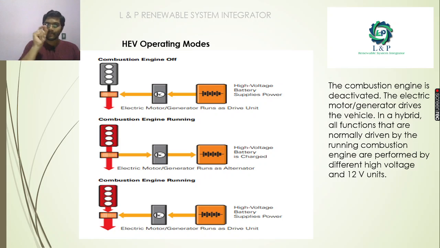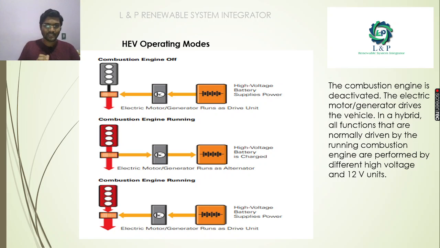See here, when the combustion engine is off, the high voltage battery supplies the power for the motor to run, for the drive unit to run. And if the combustion engine is running, this electric motor will act as an alternator which produces the power, and it will charge the high voltage battery.